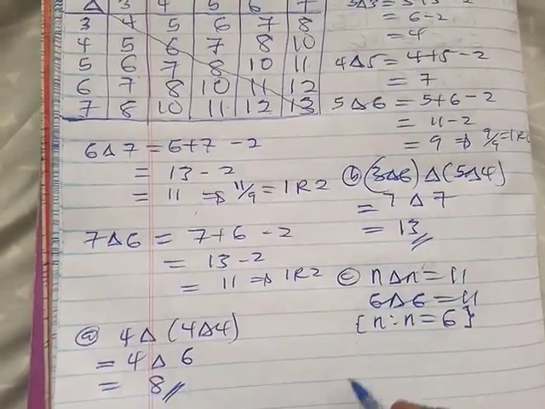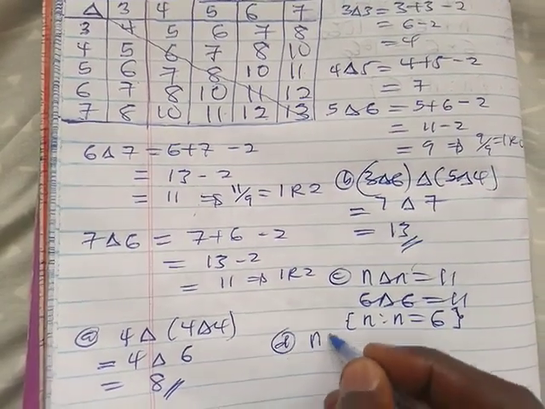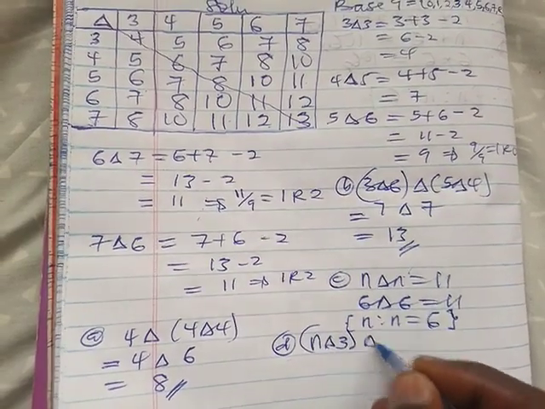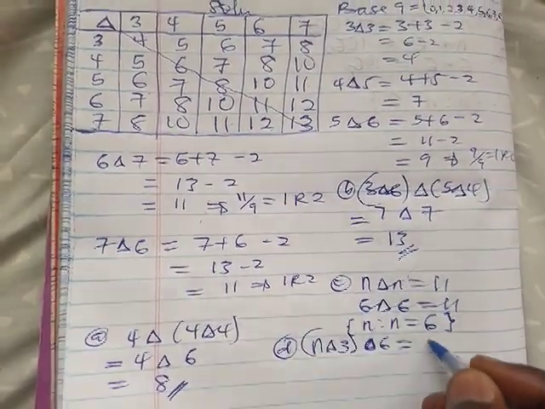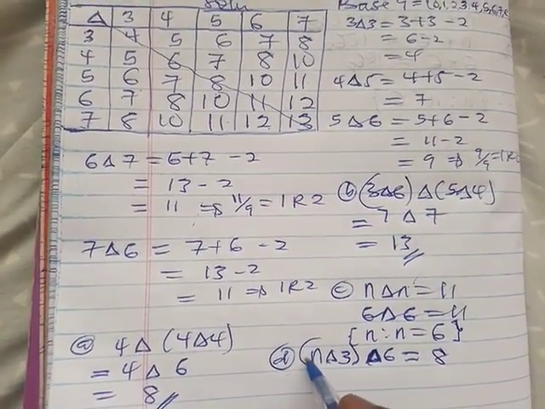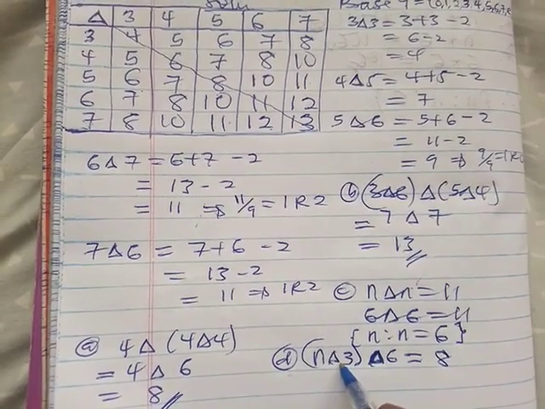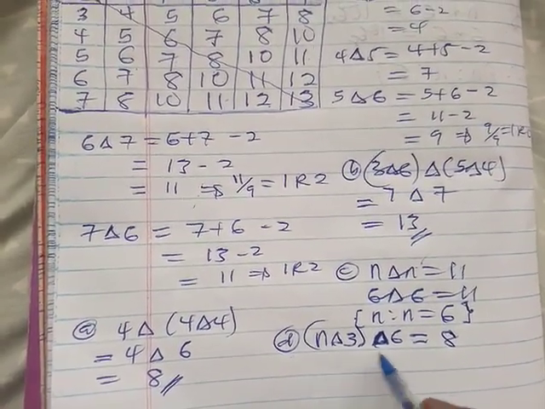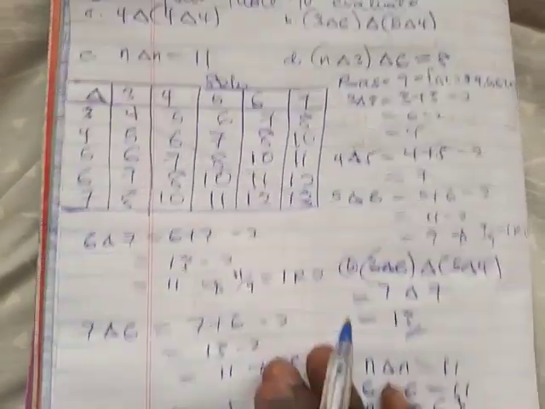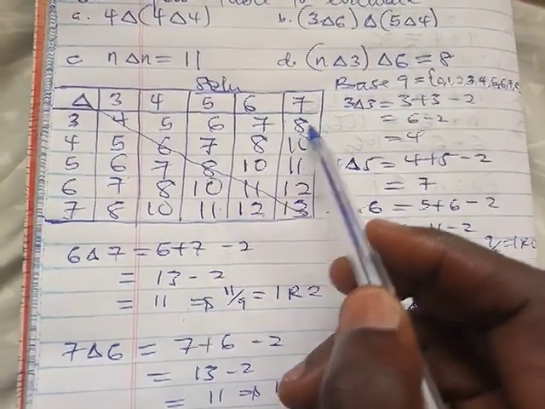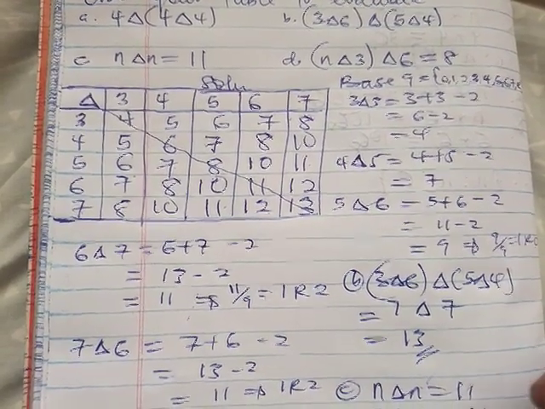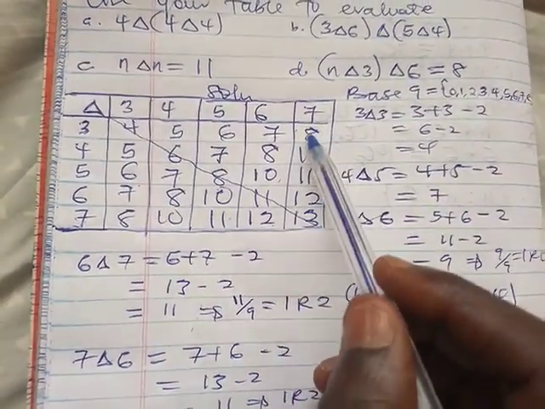Now the last problem, n delta 3 delta 6 is equal to 8. You are looking for a number n that when it operates on 3, you get a result that when you operate on 6, you get 8. So you are going to identify 8 from the table. Let's identify 8 in the table. You have 8 here. So which means n delta 3, you need n.